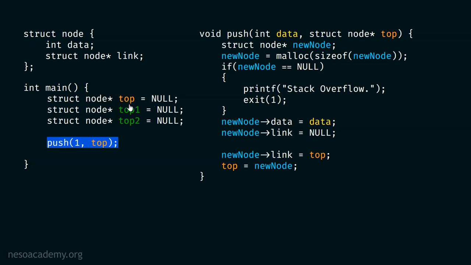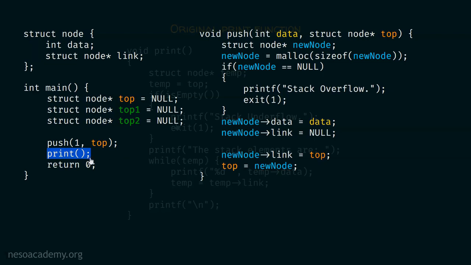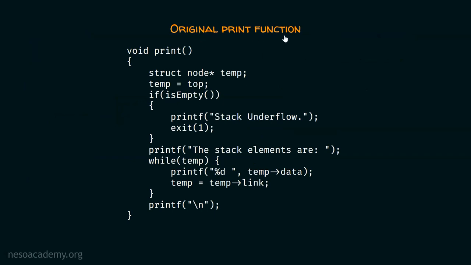Currently the stack is empty. You can see top is null. Therefore, we will call the push function for pushing this element onto stack. And finally, we will call the print function for the purpose of printing all the elements on the screen. That is, we want all the elements of the original stack must be printed on the screen after pushing them onto the stack. This is how our original print function looks like.